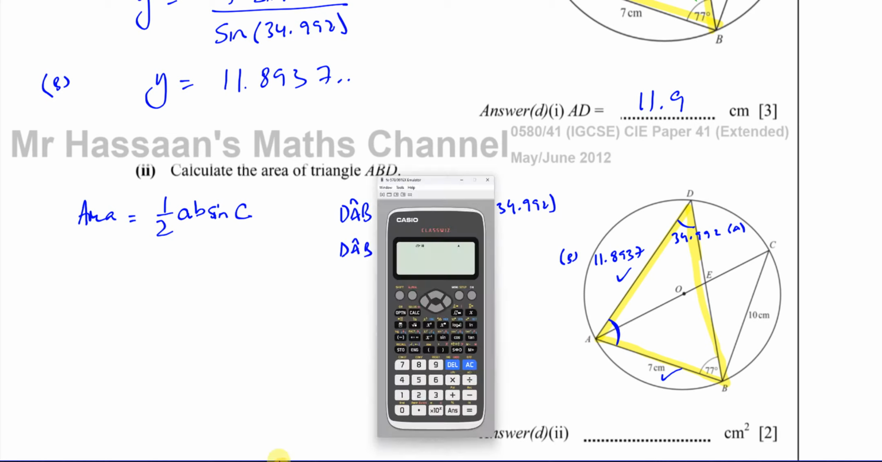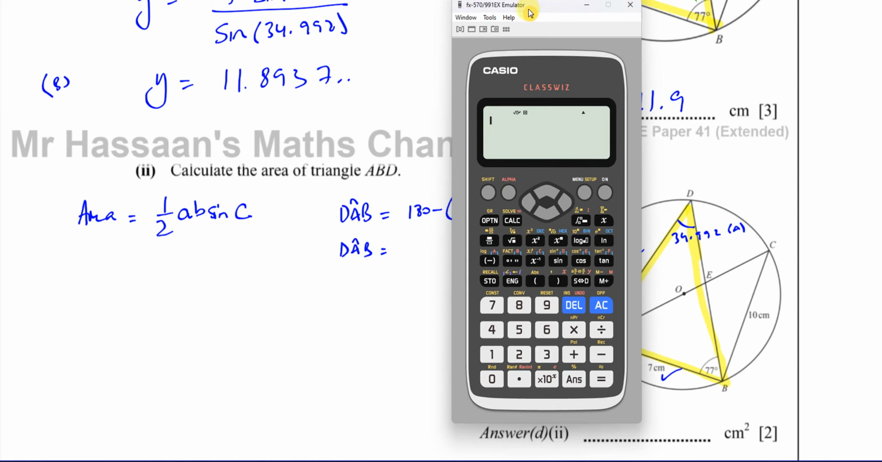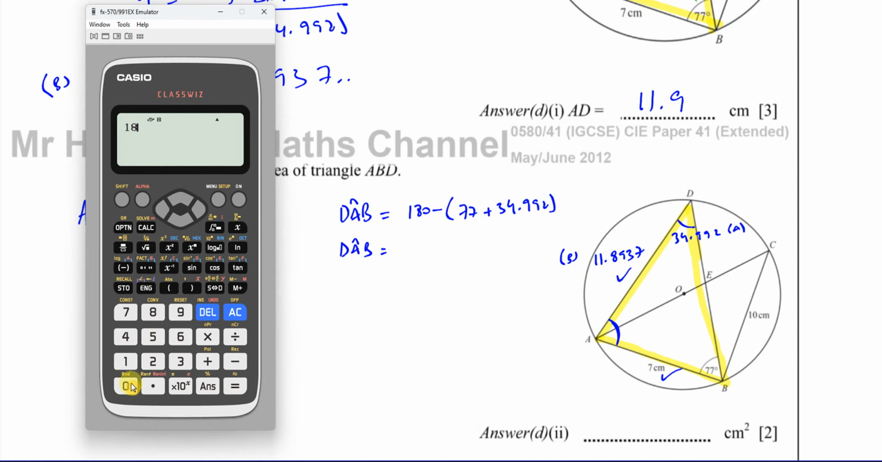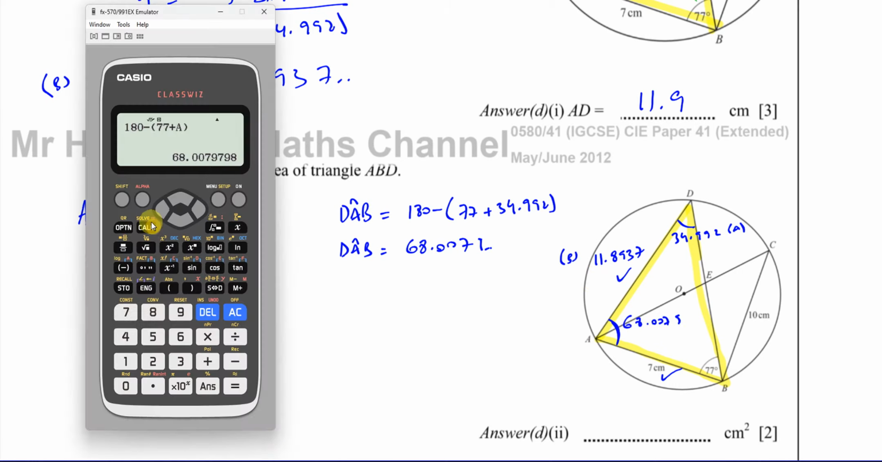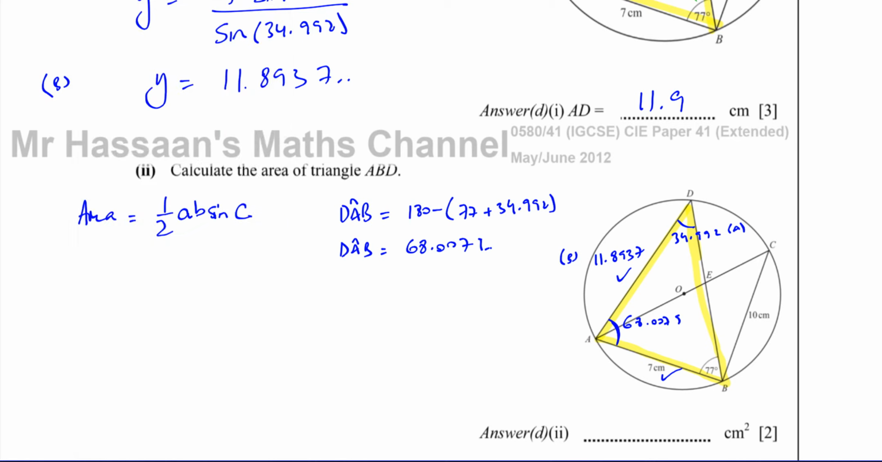So what I'll do is I'll take my calculator and I'll do 180 minus, and I've got 77 plus, and then I'm going to use the angle which I saved as part A in my memory there. So that's going to give me the angle that I need, 68.0079. So this is the angle here, 68.0079. And I'll also save this in case I need it as C. So I'll store this as C. Okay, so that's now C in my calculator. I'll just put a little mark there so I know.